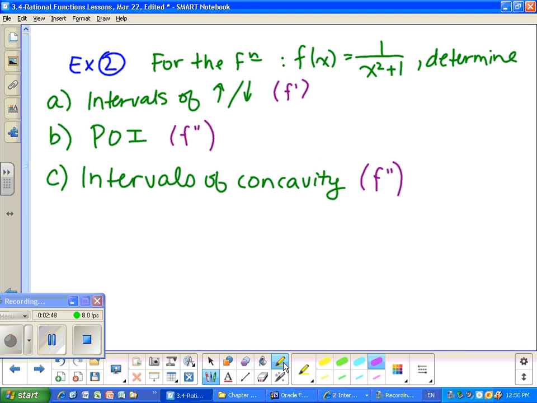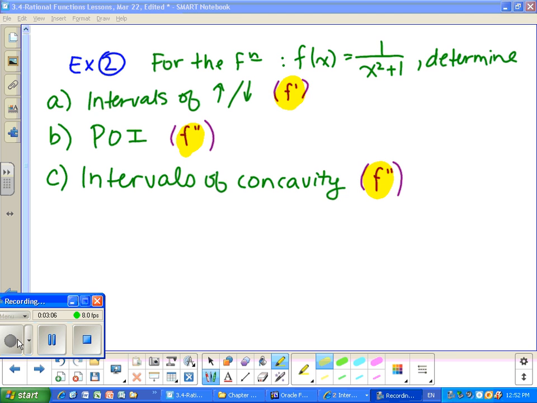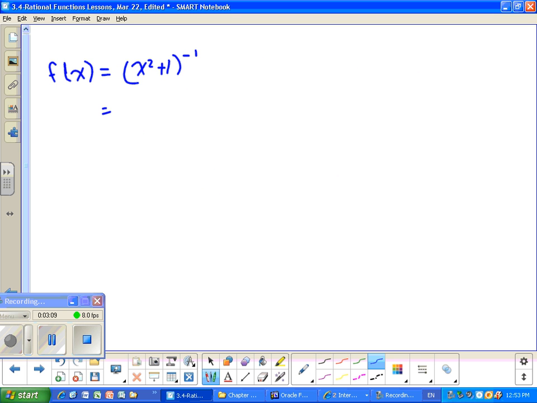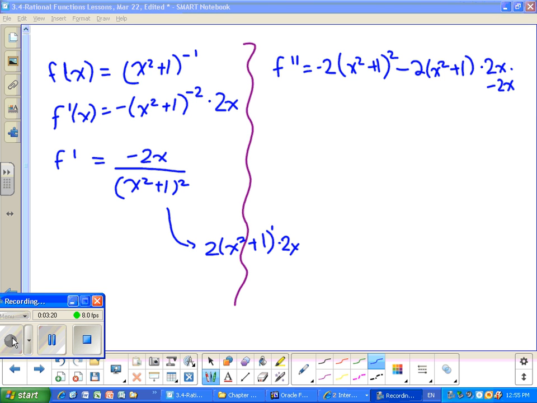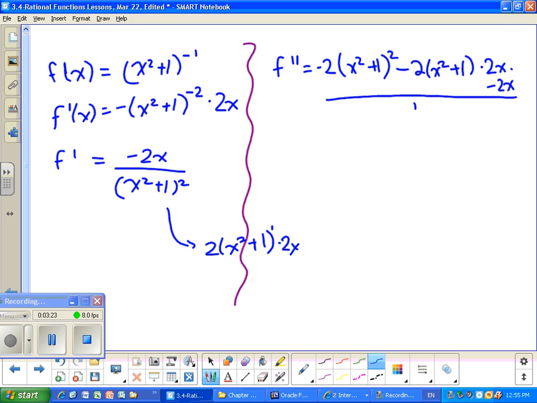What you always want to do when you're asking these questions is figure out what you are actually solving for. So for this one, if you're looking at intervals of increasing, decreasing, right away you should know f prime. POI, you should be thinking f double prime, and concavity, you should be thinking f double prime. So let's find the first derivative and the second derivative. If we do the chain rule, we multiply the exponent down, we keep g of x inside, we subtract 1, and then we multiply by the derivative of the inside. That would be part of the quotient rule, and we still have to divide by g squared, which is x squared plus 1 squared.